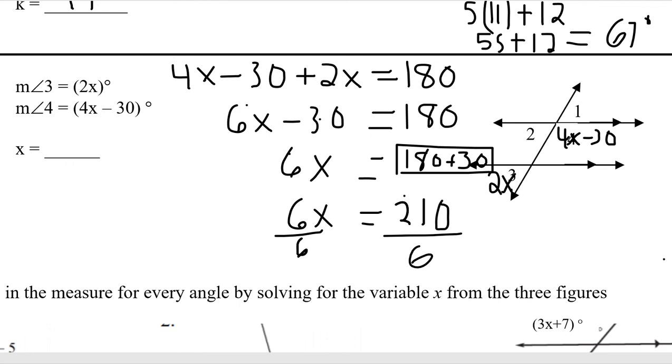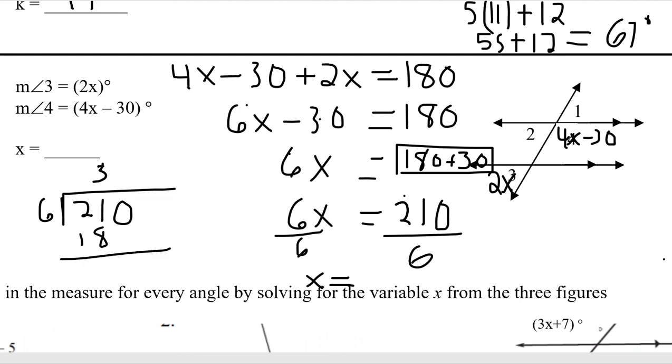Now I'm going to divide this out by 6, divide this out by 6, and I'm going to get x is equal to 6 into 210. 6 into 21 is going to be 3. So 3 times 6 is 18. That's going to give me 30, so it's going to be 35. That doesn't mean the angle is 35 degrees. It means the value of x is 35.